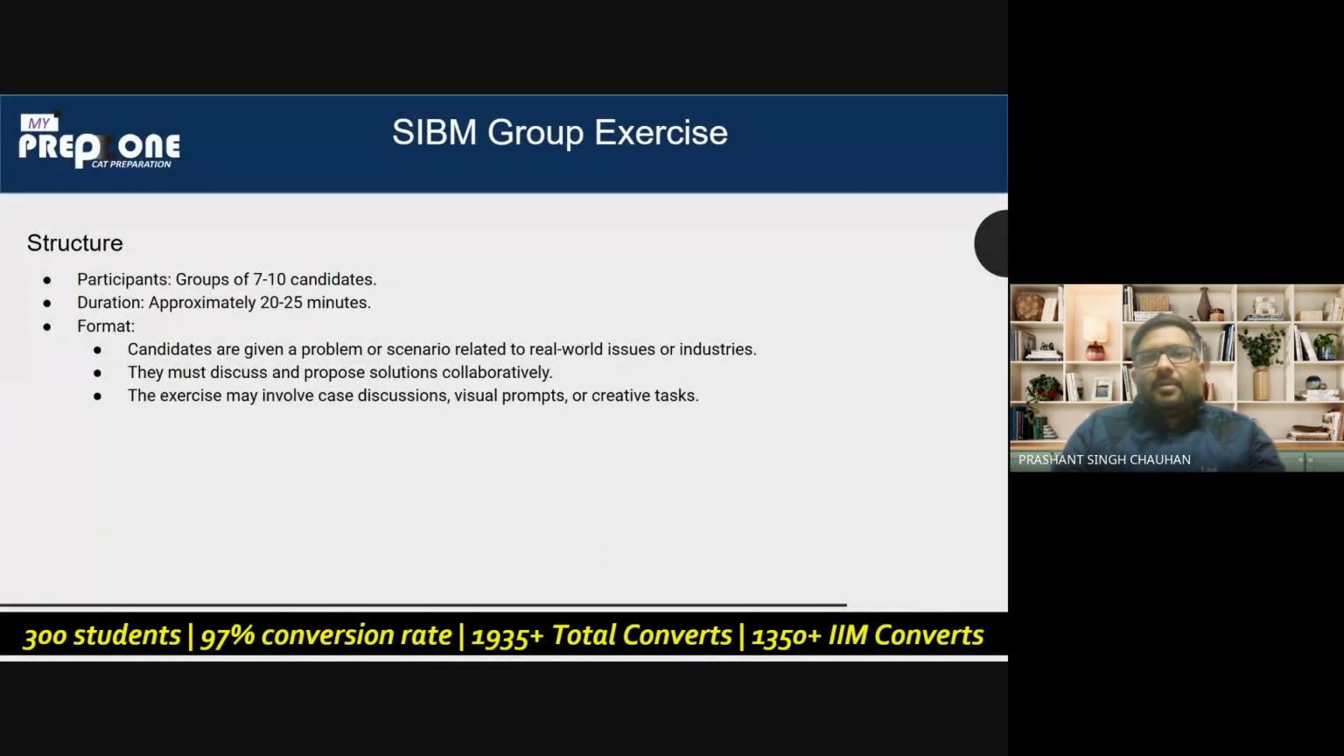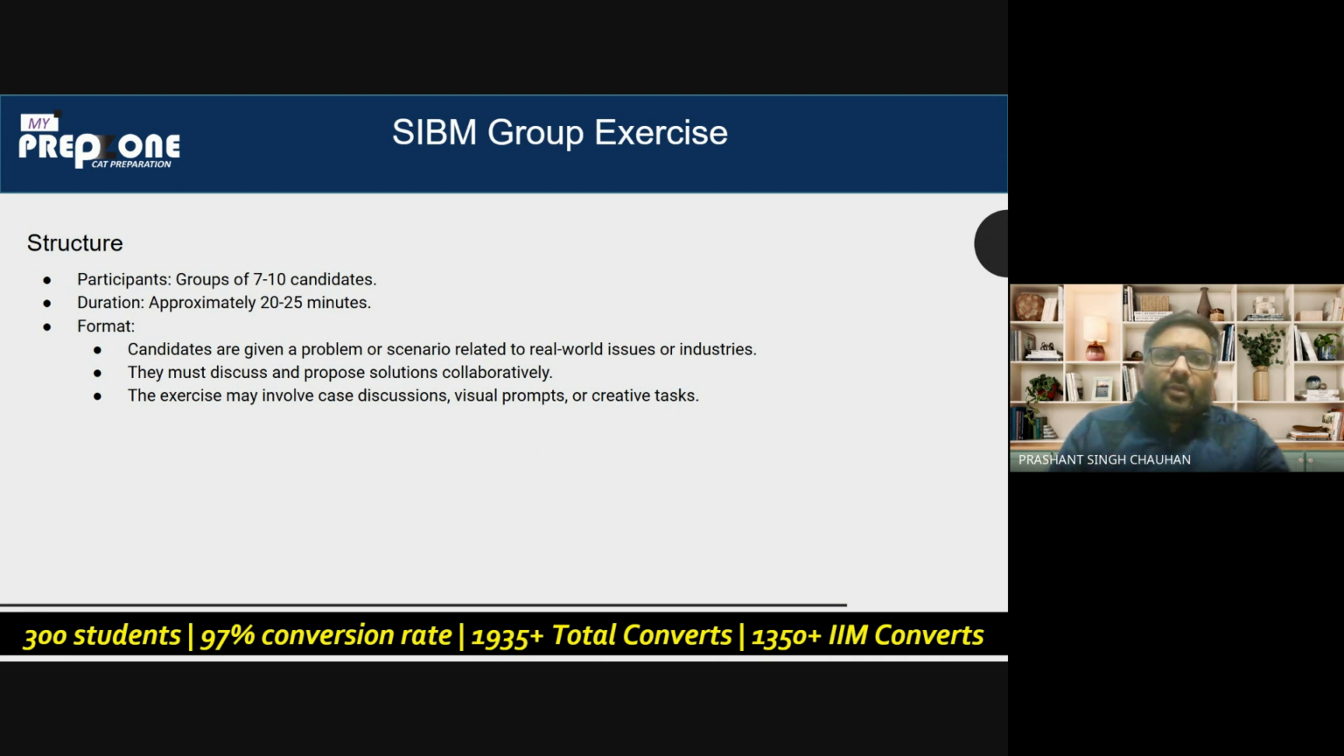So coming to the group exercise first. Some people have the group exercise before the interview, some after. It will depend on which slot you are appearing. Suppose you get the morning slot, you may get the group exercise before the interview. Few people may get it after the interview. You'll be in a group of 7 to 10 candidates and get almost 20 to 25 minutes. You'll be given real world scenarios and issues, and you need to work in a group and come up with a solution, right?